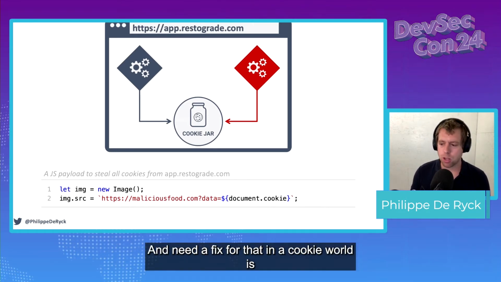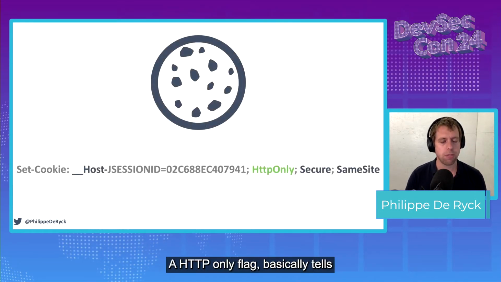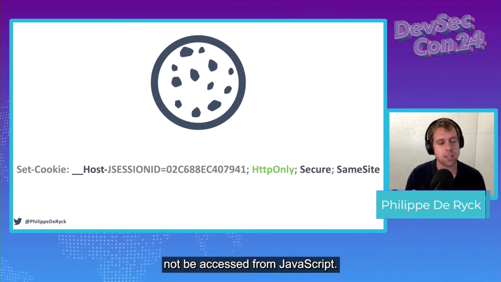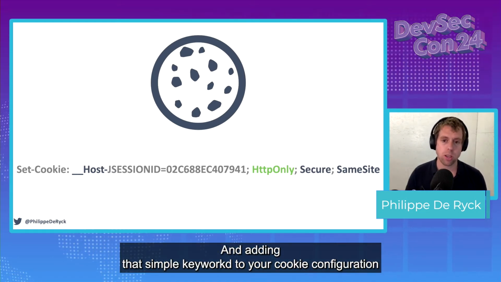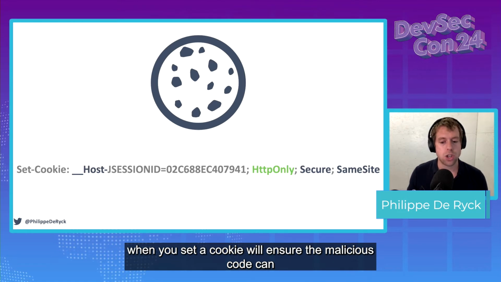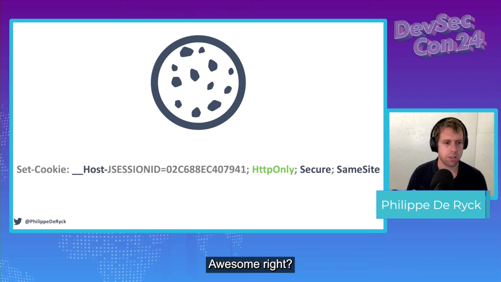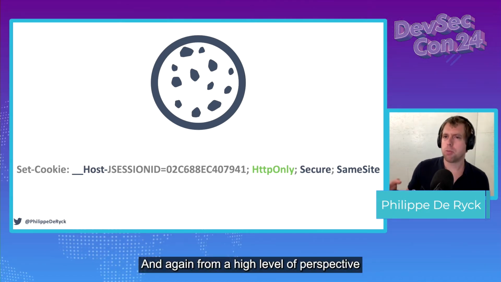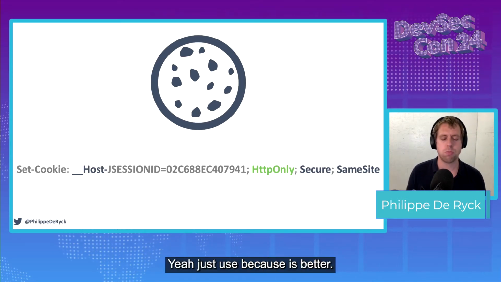And the fix for that in the cookie world is a flag called HTTP only. That HTTP only flag basically tells the browser, this cookie is for HTTP traffic. It should not be accessed from JavaScript. And adding that simple keyword to your cookie configuration when you set a cookie will ensure that malicious code can no longer access that cookie. Awesome, right? This is a cookie that can never be stolen through malicious JavaScript. Wonderful. And from a high-level perspective, you might think, oh yeah, that's a good solution, which you'll often read about as well. Just use this because it's better.